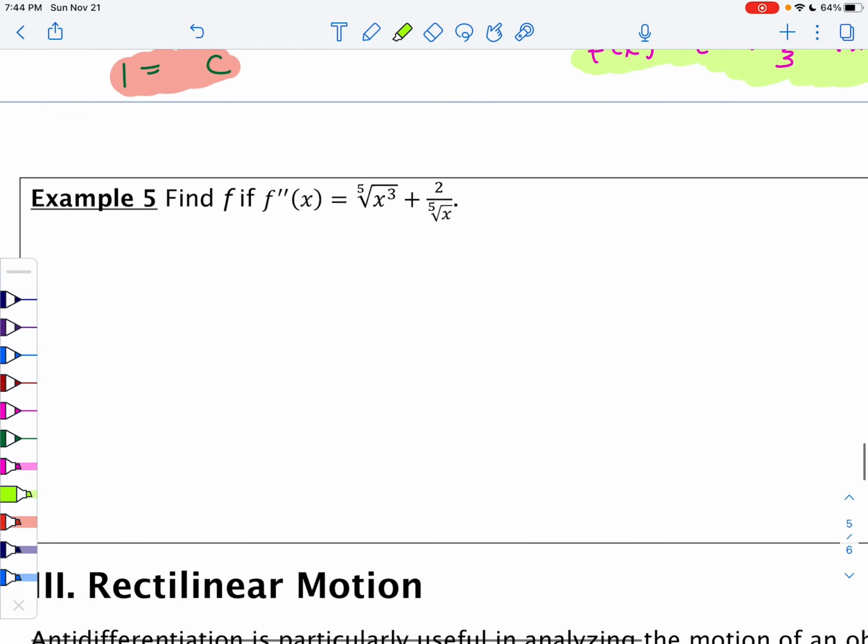Does this example, in this next example, contain a particular value? Does it contain an initial value? No. So there are no initial values here, but we're given a second derivative, right? And remember in our last section, we only have the power rule. We don't have radicals in our basic table of antiderivatives or our basic table of integrals, but we can still change them to exponential form, right?